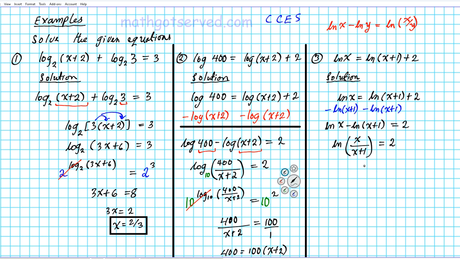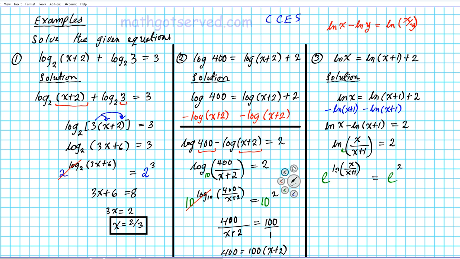Do you recall what is the base of a natural log function? The base is e. So there's an implied or invisible e right here. So we're going to eliminate by exponentiation. e is going to be our base of exponentiation. So put a big e on the left side and a big e on the right side. Then on the left side, we have e to the ln of x over x plus 1, and on the right side, e to the 2.